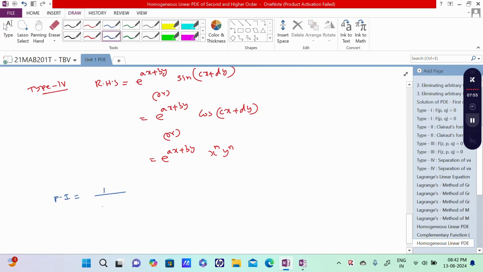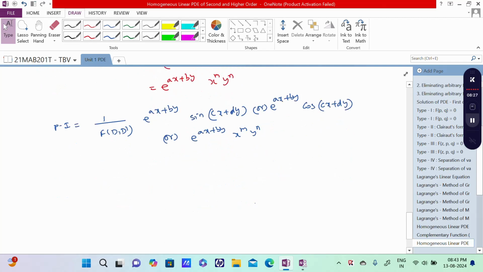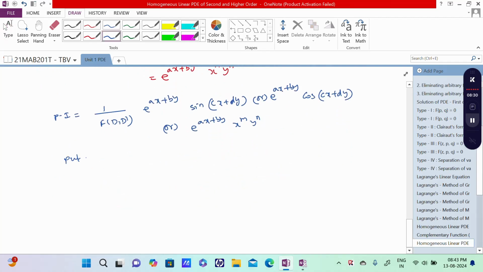P.I. equal to 1 divided by the function of D comma D dash, and then e power ax plus by and sin cx plus dy, or e power ax plus by cos cx plus dy, or e power ax plus by x power m y power n, and then replace D equal to D plus a, D dash equal to D dash plus b.